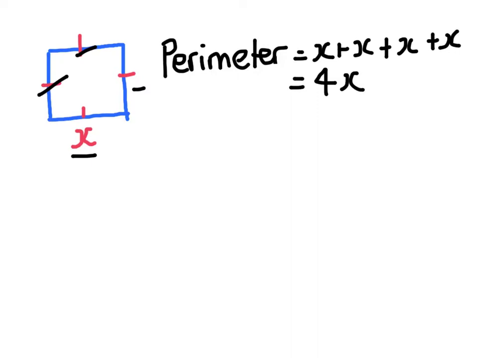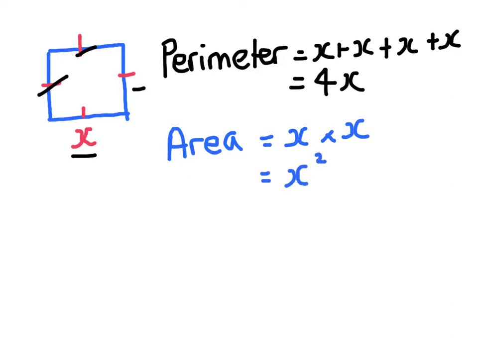Cool. The other thing I could do for this one is work out what the area is. Remember, the area of a square is just base times base, or length times width, whichever way you want to look at it. So I'm going to say x times x. And what's x times x? x times x is x squared.